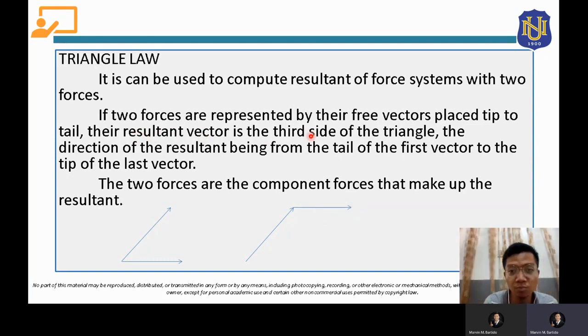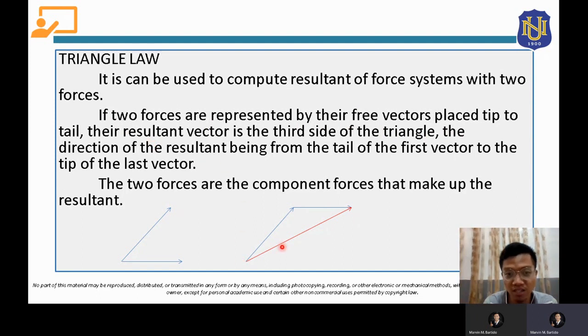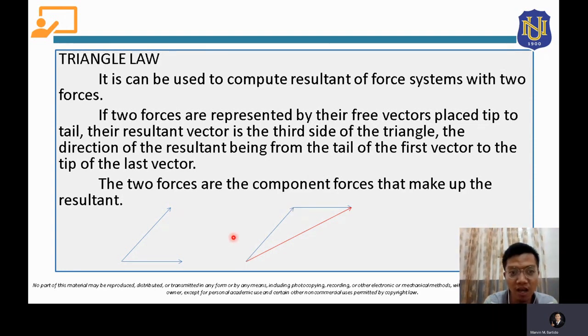Now, your resultant will be the third side of the triangle. To form a triangle, we put a side here from this point to this point. That side will be the resultant. As mentioned here, the direction of this resultant will be from the tail of the first vector. The first vector again is this vector, so its tail is this point, and then to the tip of the last vector. Our last vector is this vector, so its tip is this way. So again, the direction of the resultant will be from the tail of the first vector to the tip of the last vector. This side will be the resultant.